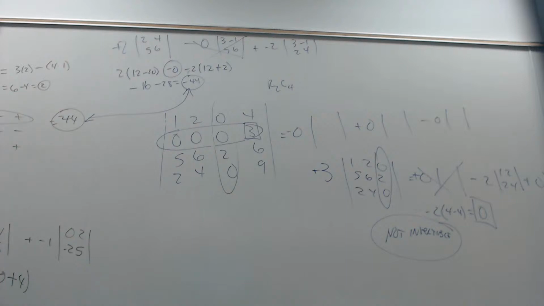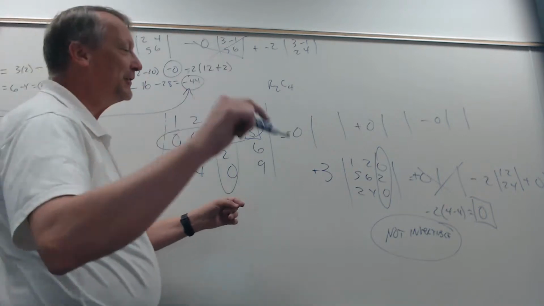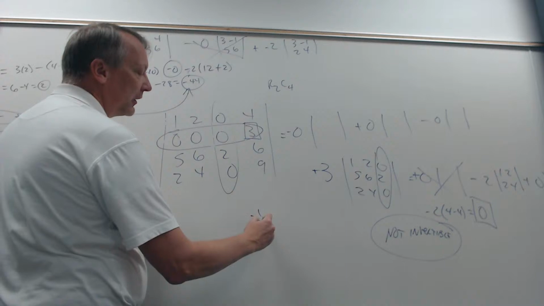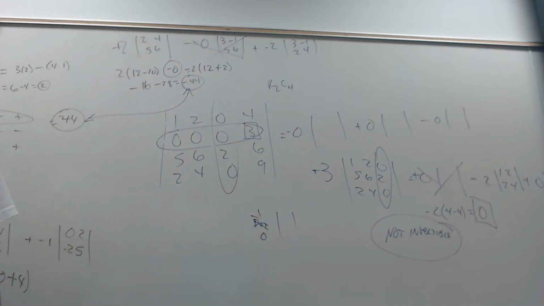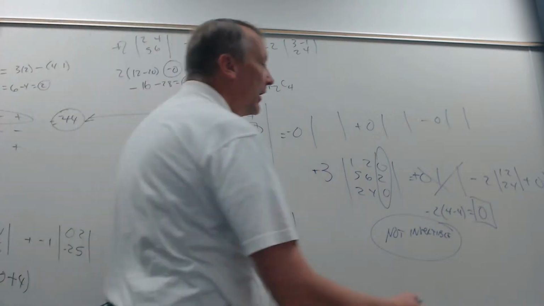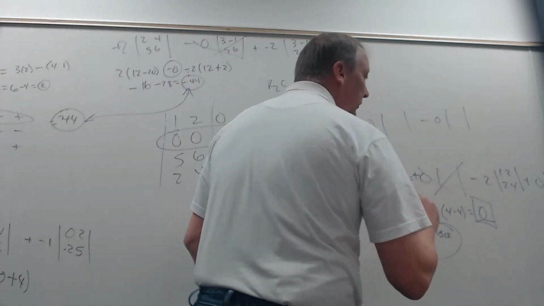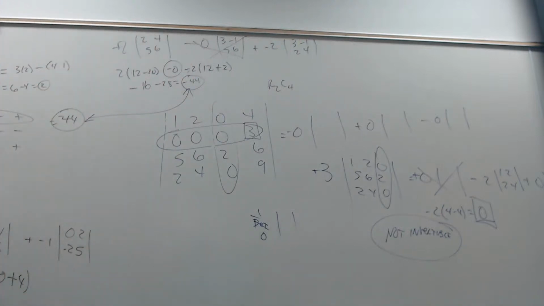Remember, for a 2 by 2 we did 1 over the determinant, and if your determinant is 0, it doesn't matter what the rest of the matrix is. It's illegal. So if you get a determinant of 0, the matrix is not invertible. All right, go ahead, Kelly. So if we had gotten a different number than 0, we would multiply that by negative 2, right?